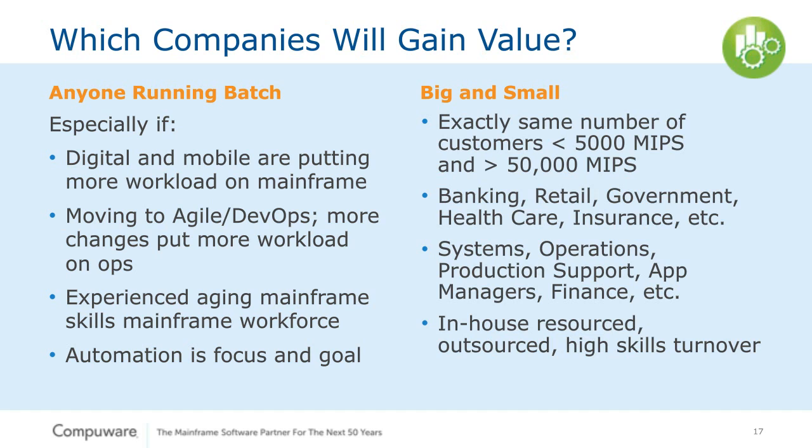So who is using Throughput? Well, it's kind of interesting. We did a quick study, and we found that if you take 5,000 MIPS as the over-under, about half our Throughput customers are running over 5,000 MIPS, and half are running under 5,000 MIPS. And so what this tells us is that cost savings are important. Obviously, if you have a large environment, you can save a lot more money by optimizing resources. But because a lot of people who are relatively small are running Throughput, it tells us that the automation portion of it is equally as important, if not more. So we have companies big and small, pretty much every vertical: banking, retail, government, healthcare, insurance. They're all using Throughput.